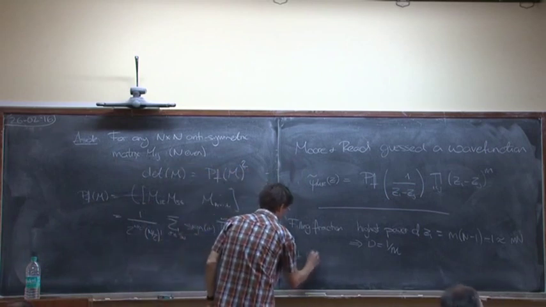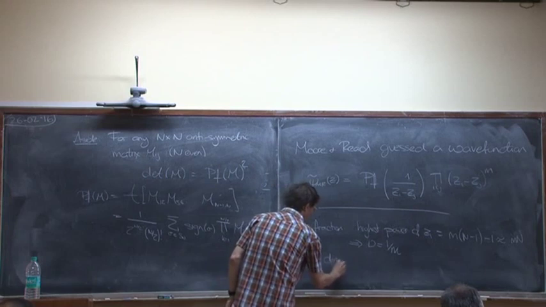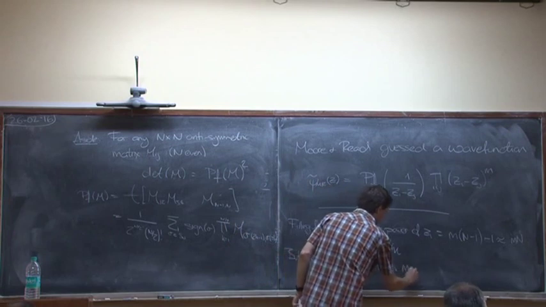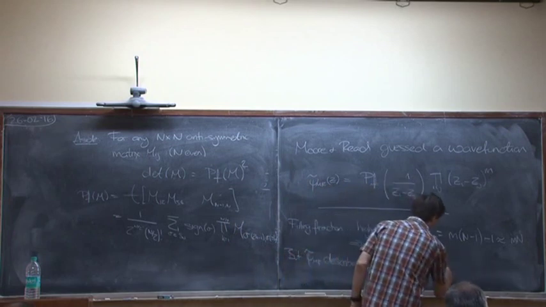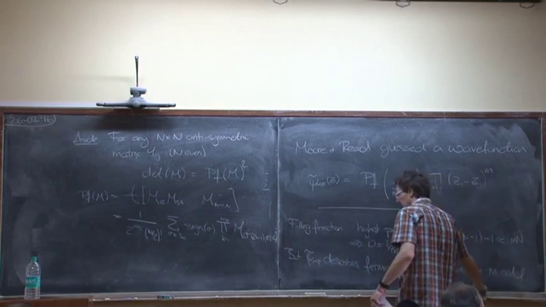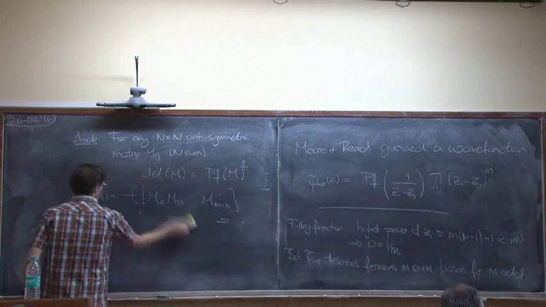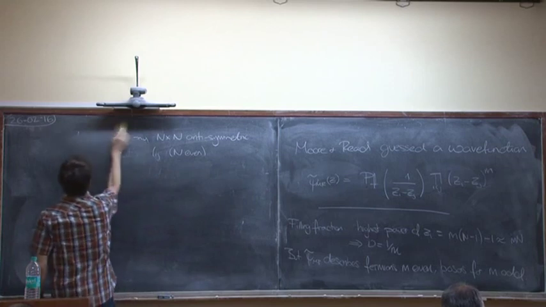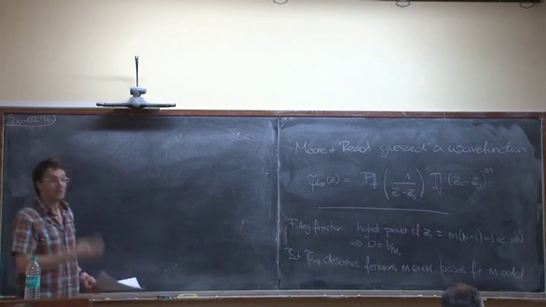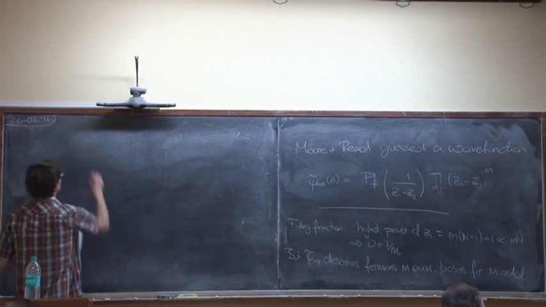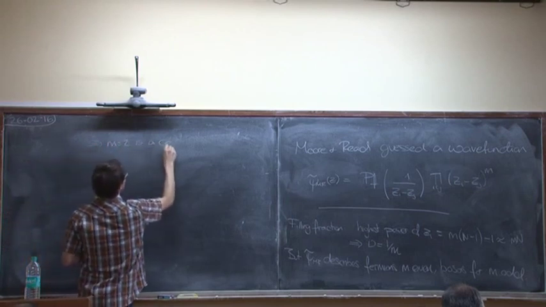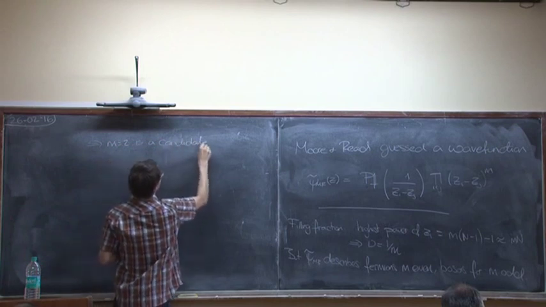So psi tilde describes fermions for m even and bosons for m odd, which is the opposite from the Laughlin state. So it means that m equals 2 is a candidate state.